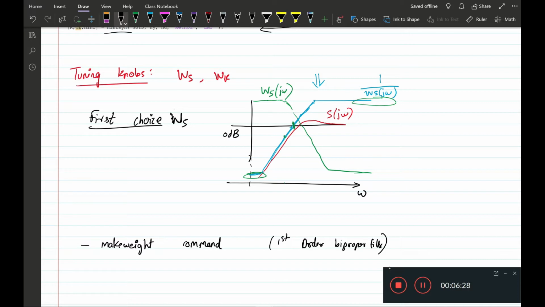A typical first choice for WK would be just a constant. Obviously, you have to go back and forth between WS and WK when you tune your controller, but you can start with such a standard shape of WS and a constant WK.